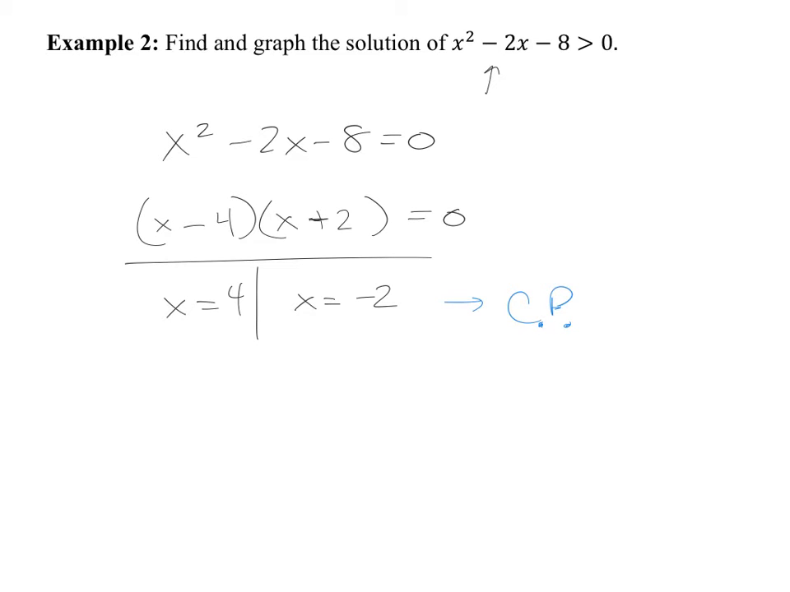I hope we got critical points at least by now. Once you do, go to your number line.